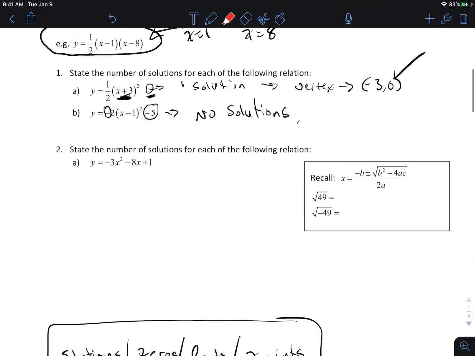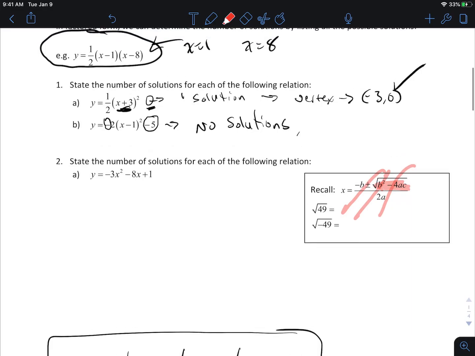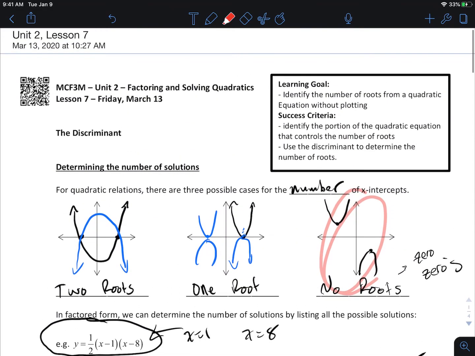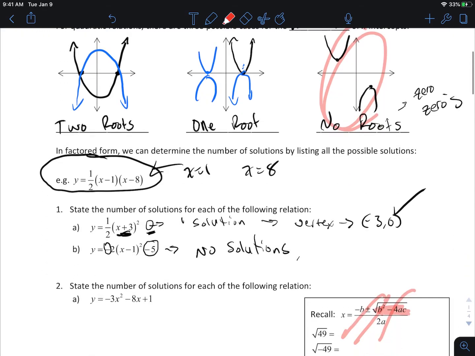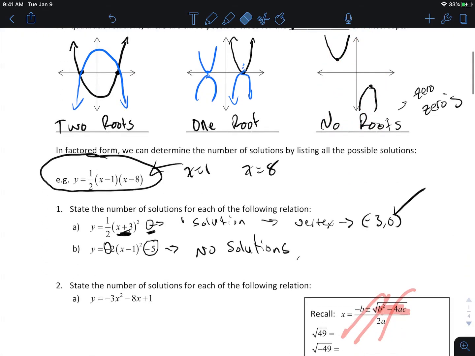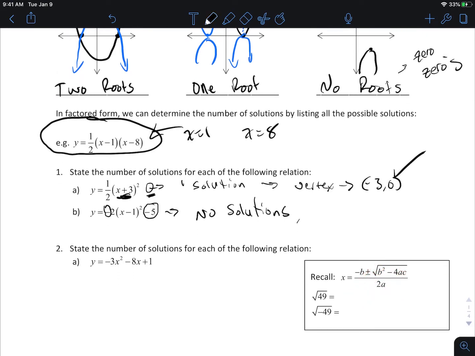So if you get a negative number under here, it physically breaks this whole thing down. In which case, it doesn't work, and it doesn't work because there are no solutions or no roots. It does not cross the x-axis. Right? So the interesting part about this is if I look at just that piece alone, I can tell how many solutions the quadratic has. We call this the discriminant. It's a fancy word.